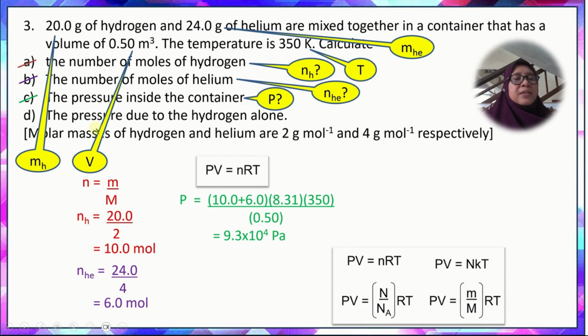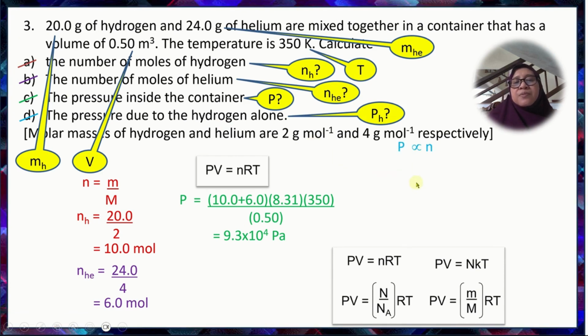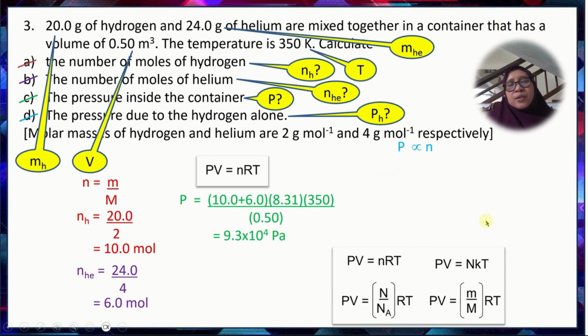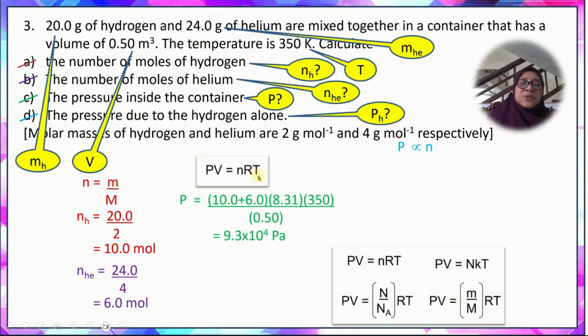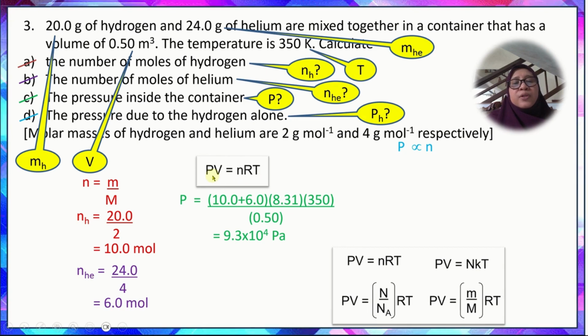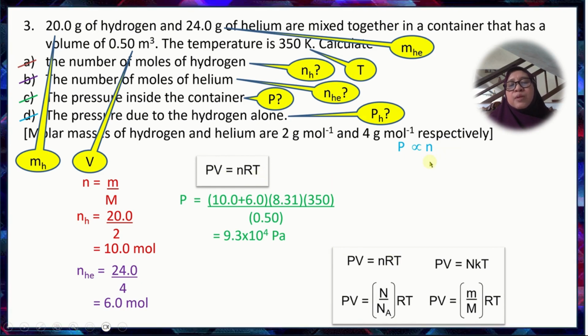Okay, lastly, the question is to find the pressure due to the hydrogen alone. So just now we found the total pressure. For the pressure due to the hydrogen alone, we use the same formula, PV equals nRT. But R is constant and the temperature is also constant. It's the same container, and the volume is also the same. So that means P is directly proportional to N. From this formula, P is directly proportional to N.